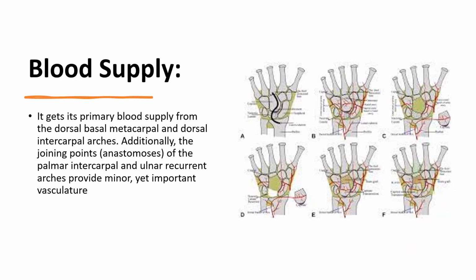When we talk about the blood supply, the capitate gets its primary blood supply from the dorsal basal metacarpal and dorsal intercarpal arches. Additionally, there is some anastomosis. There are some small branches which supply blood to the capitate, and the palmar intercarpal and the ulnar recurrent arches provide minor vasculature to the capitate bone.